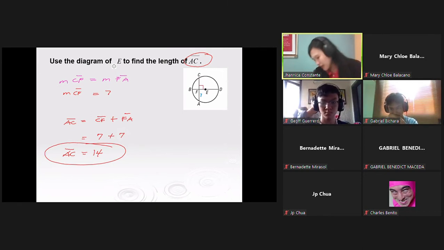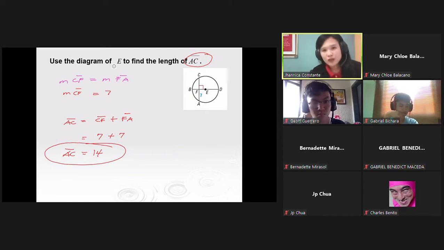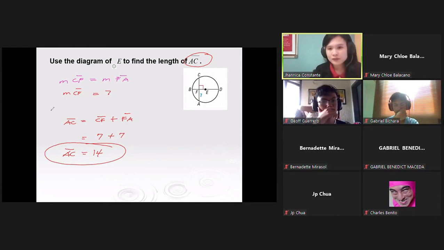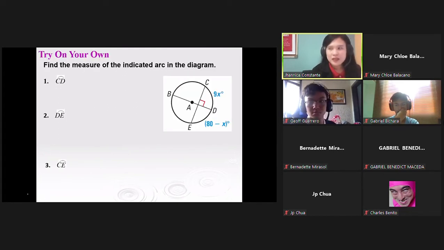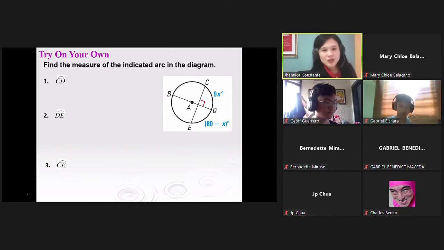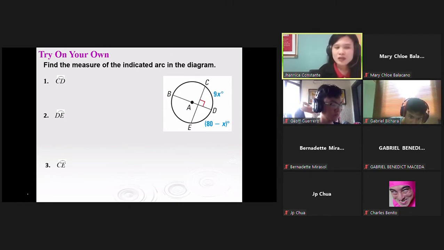Let's have another example applying the theorem about the perpendicular bisector in our circle. For example, we have this circle. Circle A has a diameter BD and a chord CE. The chord is being bisected by our diameter BD to form an angle which is 90 degrees.